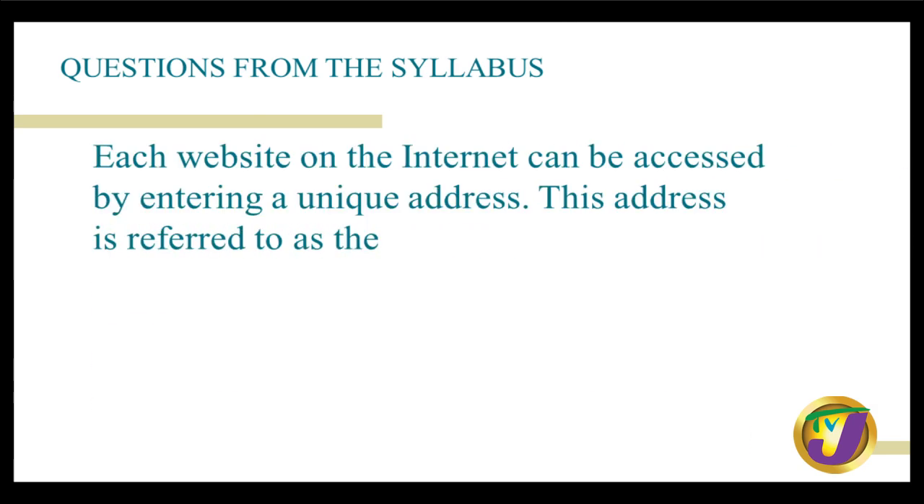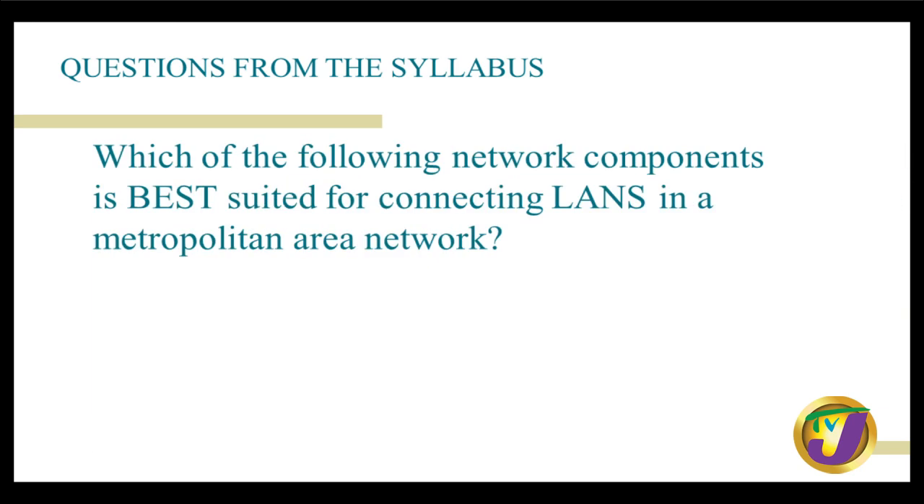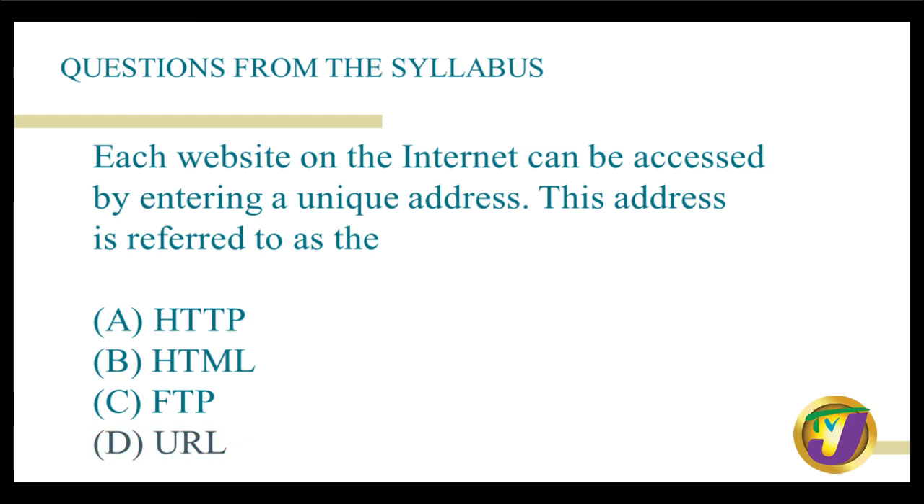Next question. Each website on the internet can be accessed by entering a unique address. This address is referred to as, and we just did it, so you should be able to guess it. A, HTTP, B, HTML, C, FTP, D, URL. Again, we just did it. When we spoke about uploading to YouTube, your URL to YouTube would be www.youtube.com.